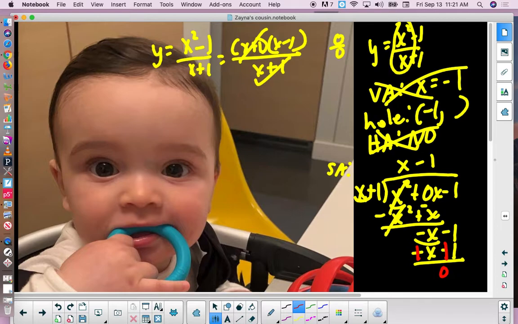You usually get a remainder and it'll follow the asymptote, okay? If you don't get a remainder, that means it's going to be OCD, all right? It's going to be right on the asymptote.